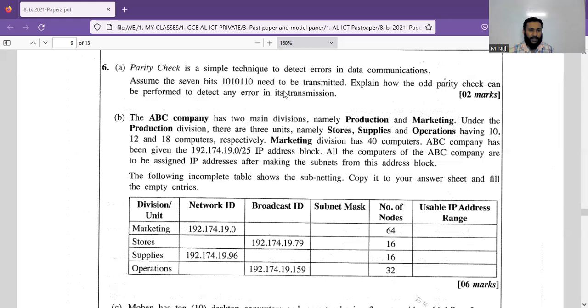So today let's discuss the 2021 past paper, Part 2, B part, 6 questions. So the first question is based on the parity check, which is a simple technique to detect errors in data communication. Okay, first of all, I'll just note the questions on my board.